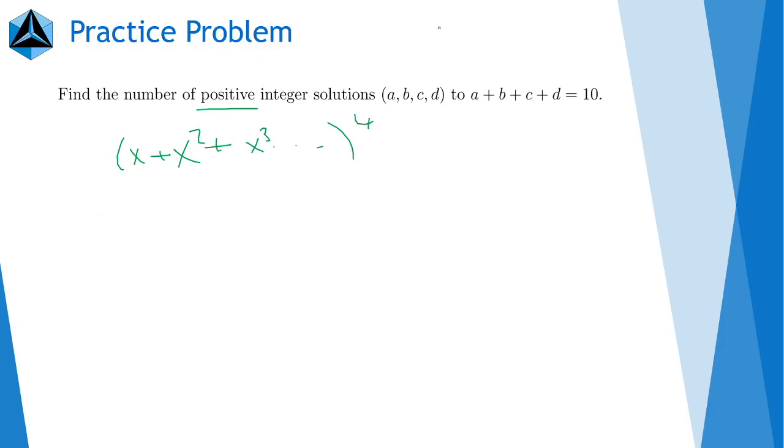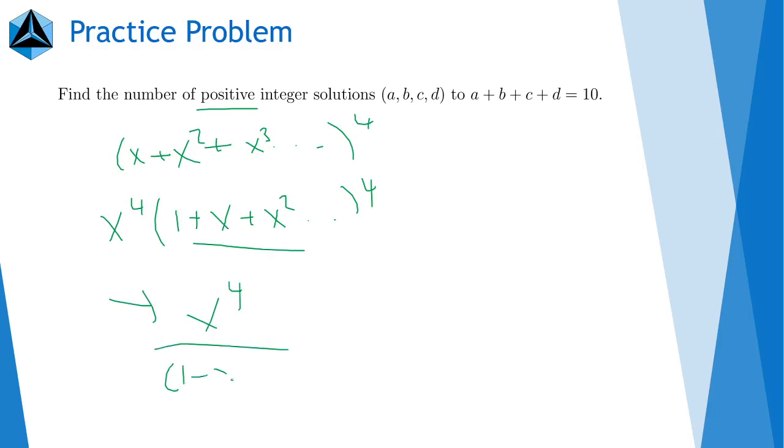We know that the closed form for 1 plus x plus x squared and so on is 1 over 1 minus x, to the fourth. So let's factor out an x. Since it's being taken to the fourth power, we factor out an x to the fourth, and that gives us 1 plus x plus x squared, and so on, to the fourth power. Now we know the closed form for this is 1 over 1 minus x, so x to the fourth over 1 minus x to the fourth is our closed form.